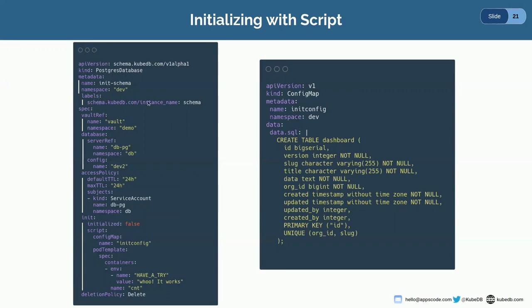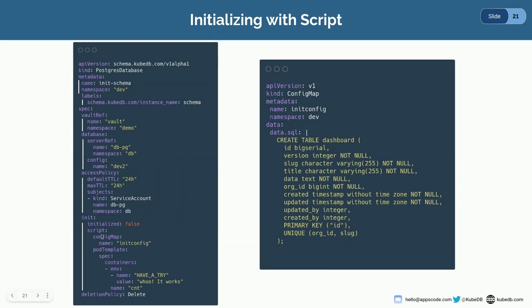And as before, we have a label named schema, so that we can access KubeDB. And here we are referring the Vault, and here we are referring the KubeDB. And here is the database name, which will be created and assigned to our user. And here is the default TTL, max TTL, and the subject, which will be used by KubeVault.